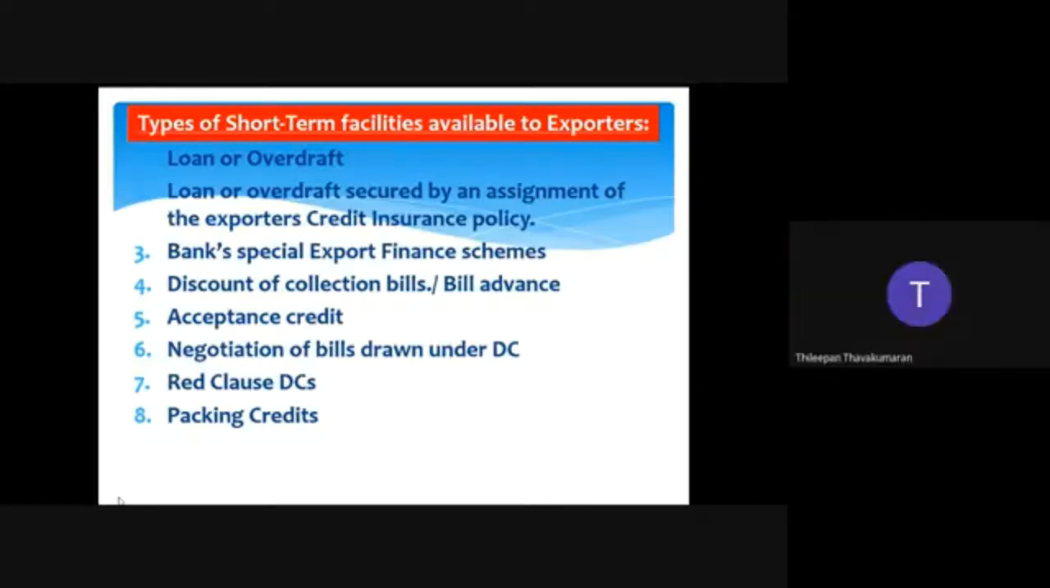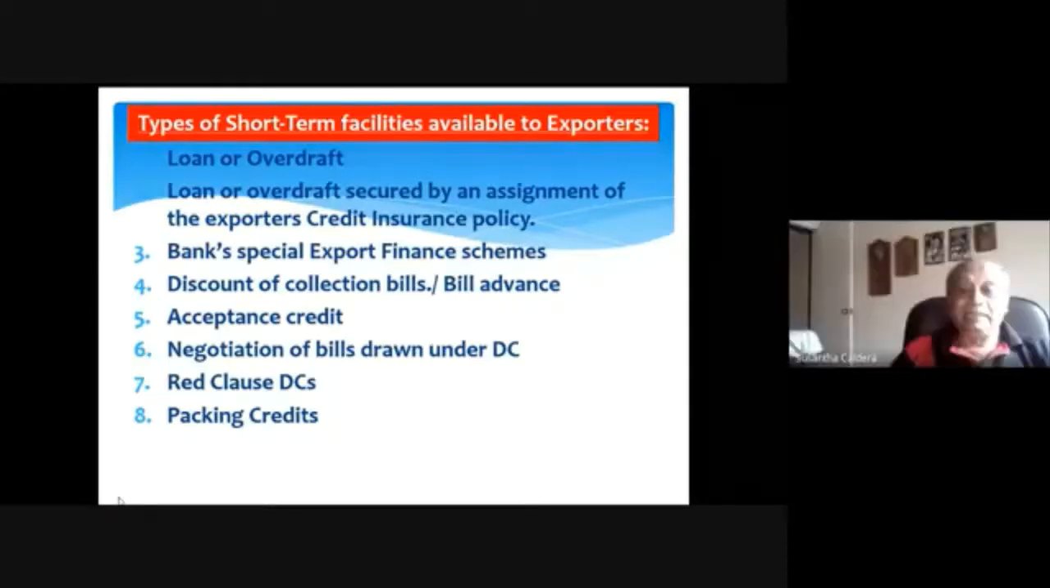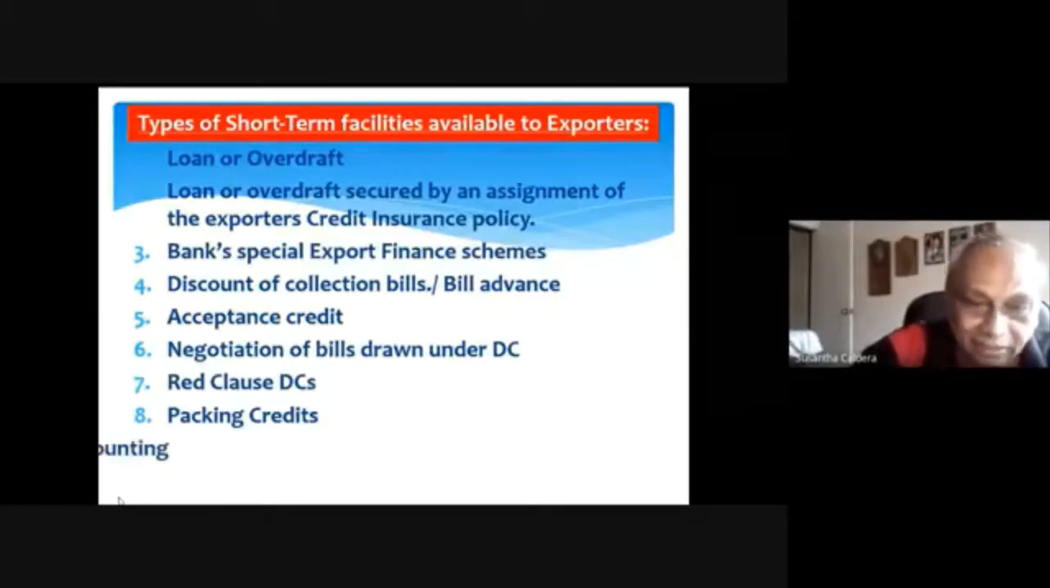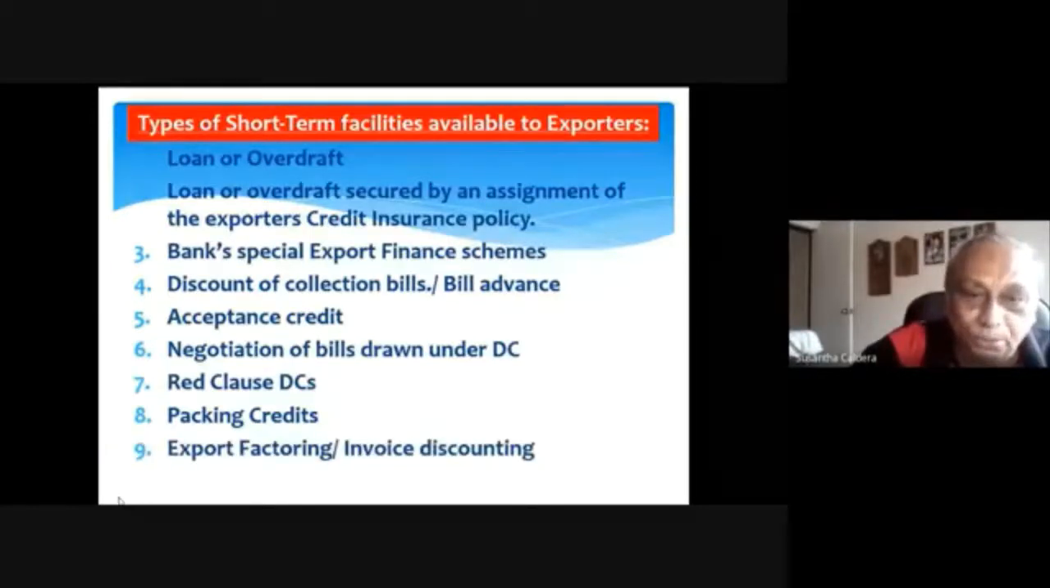Free shipment. That is a pre-shipment finance. Right? Then export factoring and invoice discounting. Right? Invoice discounting for exporters at the end facility, and factoring.